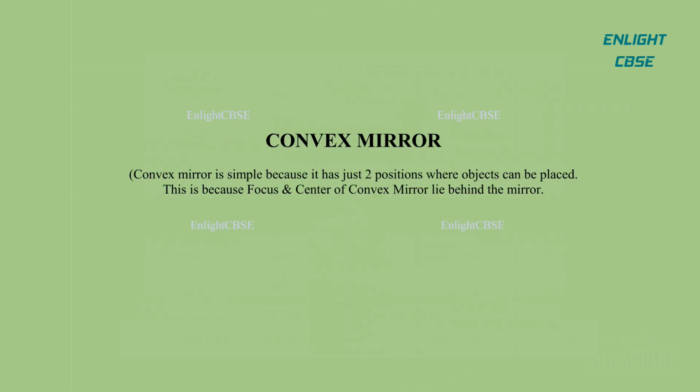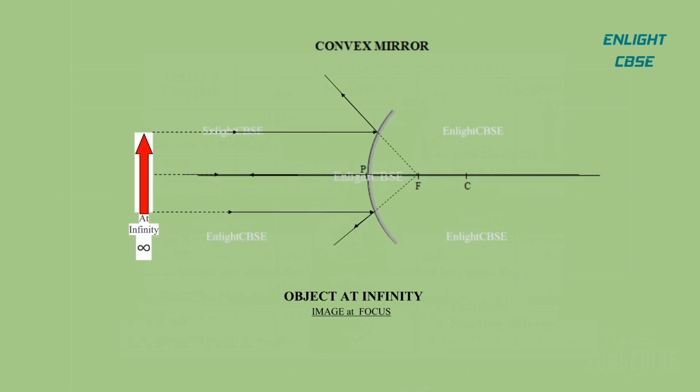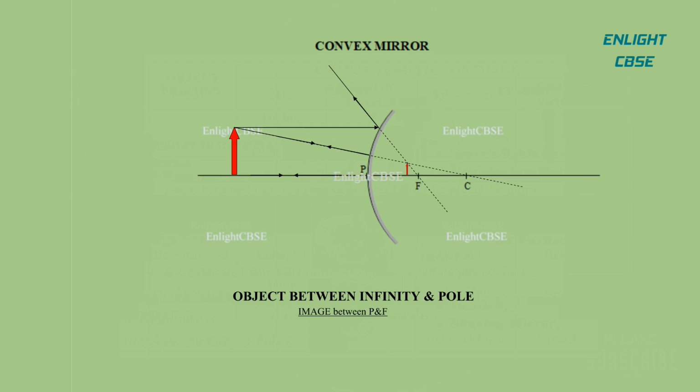Convex mirror. Convex mirror is simple because it has just two positions where objects can be placed. This is because focus and center of curvature lie behind the mirror. Thus the object can be placed only at two places: A, at infinity, or at B, between infinity and pole. If object is at infinity, then the image is produced at focus. If object is between infinity and pole, then the image is produced between P and F.